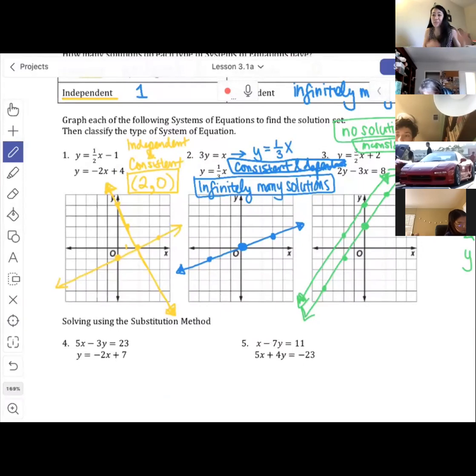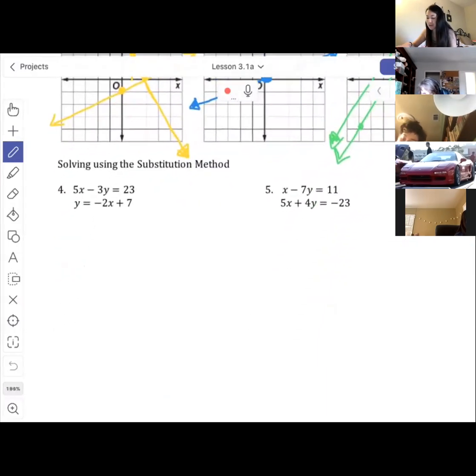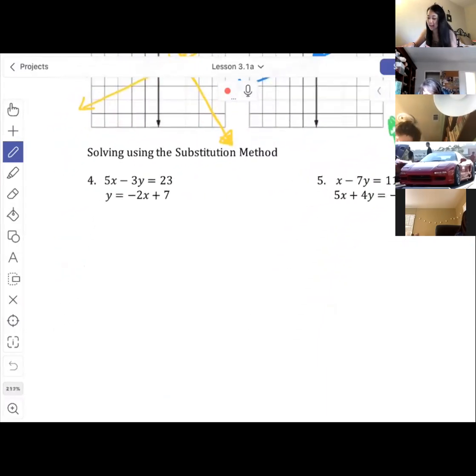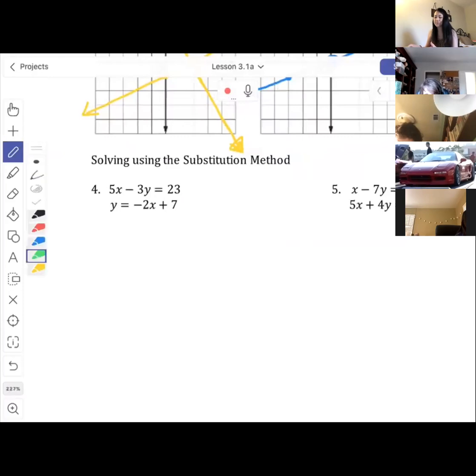But number 3, they're parallel. They never intersect. So that means we have no solution. All right, any questions on solving using graphs? Okay, let's go to solving using substitution. These are the methods that I think people typically use more.